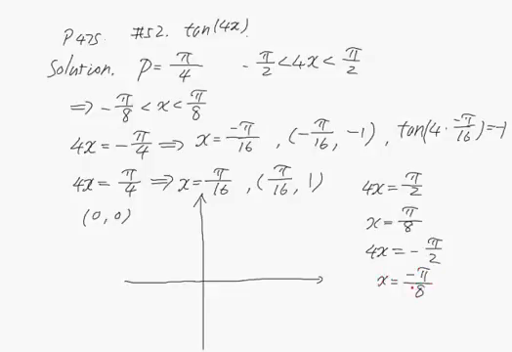So you first draw the 2 vertical asymptotes, negative pi over 8, and here pi over 8. Then you know the shape of the graph of tangent x. Then you draw the graph of this tangent function.